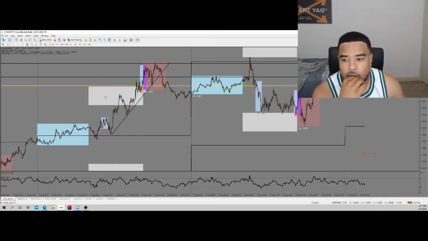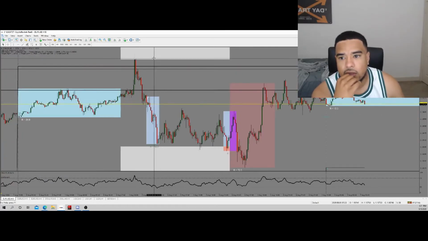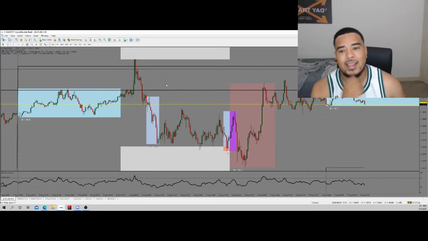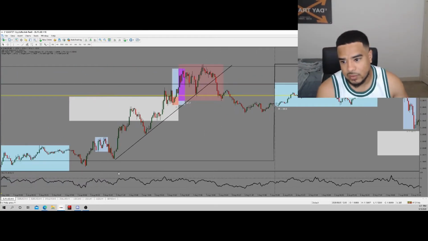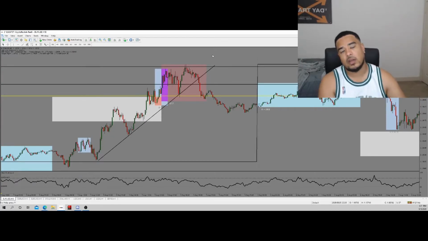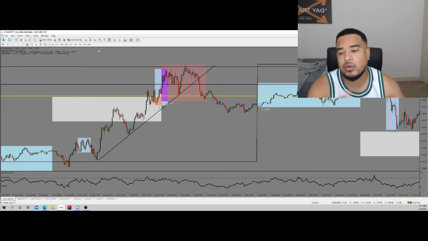Because for the most part, let's just look at right here. You get in somewhere right here. This went for 90 pips. So it's definitely reliable, moving 100 pips easily. But are these times that you are on the chart? You got to always look at that.